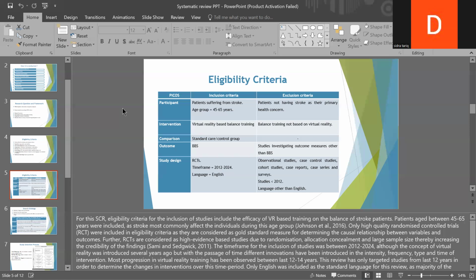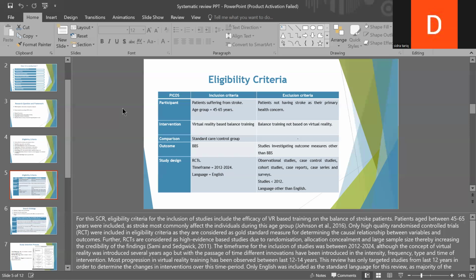For the time frame, we are choosing the studies between 2012 and 2024. This time period is chosen because it covers the last 12 years. We need to determine how virtual reality has grown or evolved over the last 12 years. So we are taking specifically the last 12 years so we can check the difference between virtual reality balance training in the earlier years, like 2012, 2014, 2015, and in the recent years. We will be excluding the studies published before 2012.